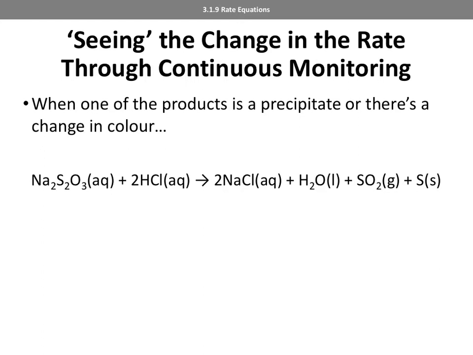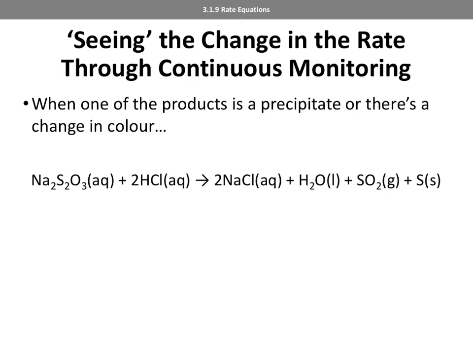Equally, you could have a change in colour. So you could have, for example, zinc reacting with copper sulfate, and copper sulfate is a blue solution. And during the course of the reaction, as the copper 2+ ions are reduced to copper metal, you would see that blue colour fade, and so you could monitor it that way.